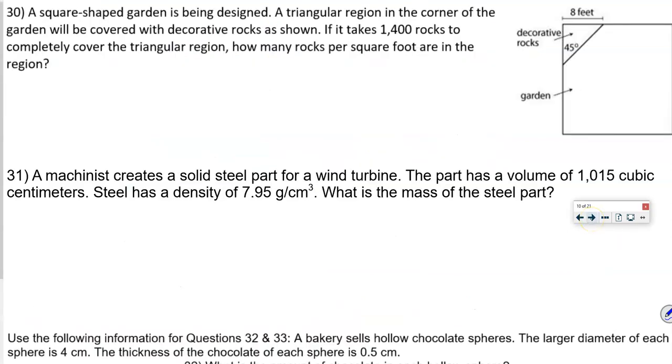All right, number 30 says a square-shaped garden is being designed. A triangular region in the corner of the garden will be covered with decorative rocks as shown. If it takes 1,400 rocks to completely cover the triangular region, how many rocks per square foot is in the region? So again, we're going to look for rocks over our area, right? Now this time we got to solve for our area.